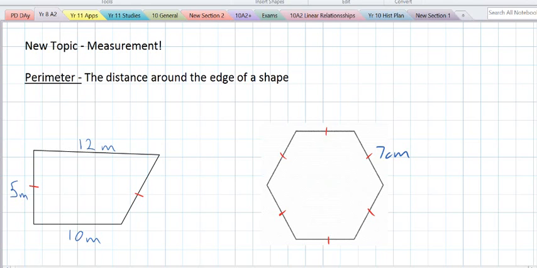Good afternoon, Year 8s. I hope you all survived the exam on Monday and are ready to get into a new topic. Today we are going to start measurement.